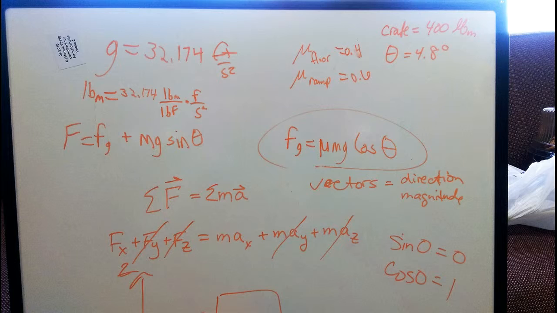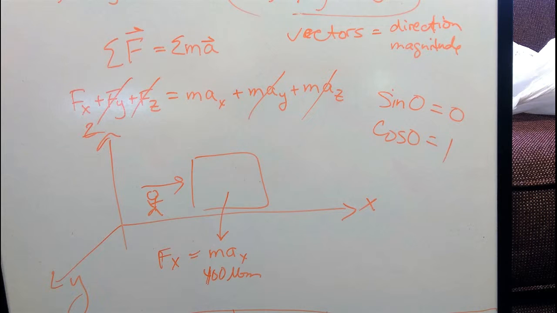So the first thing you need to do is set it up the same way we did the last one. Fx plus Fy plus Fz is equal to Max plus May plus Maz. We can immediately cancel out y because we're not moving in that plane, so that gives us Fx plus Fz is equal to Max plus Maz. Or the friction due to gravity plus Fx.